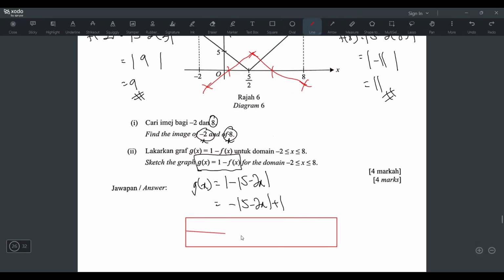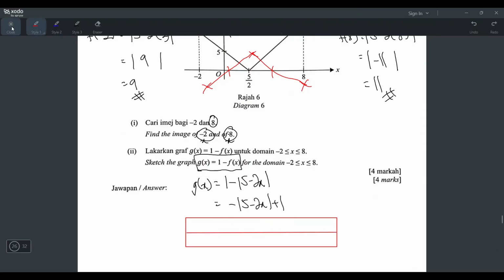But sometimes when I'm lazy, I won't do the table one. I will just write the bracket like that. But okay lah, same thing lah. Okay, let's just do the table. The table is for you to write the coordinates.